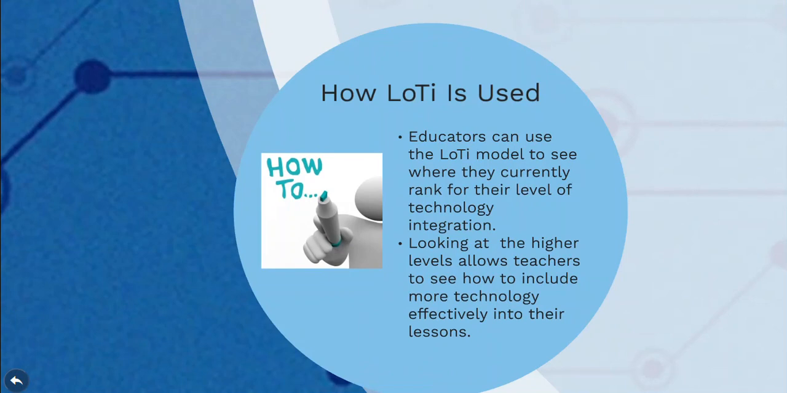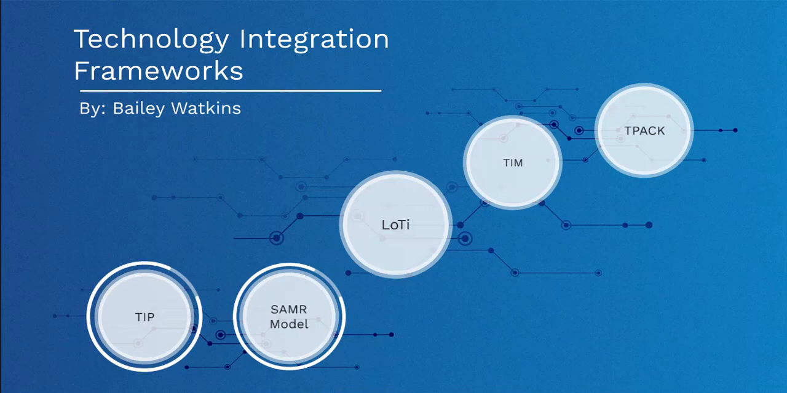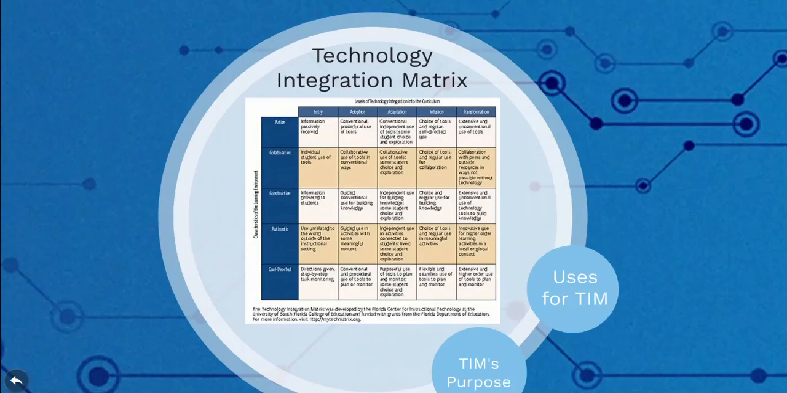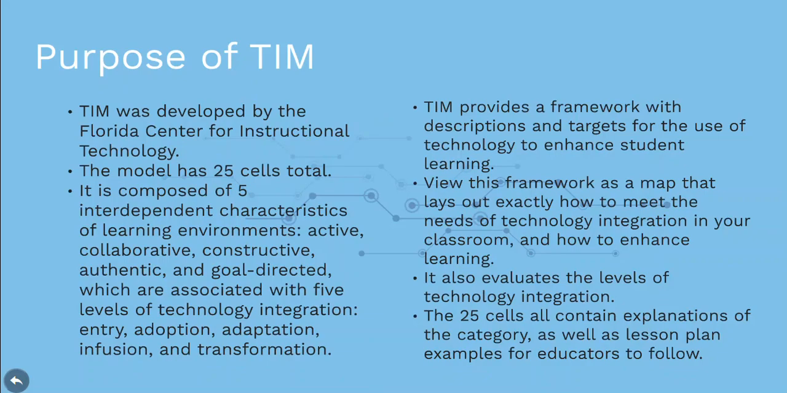The fourth model is the TIM, short for the Technology Integration Matrix. I included a picture of the matrix here, and I will discuss it more in depth. TIM was developed by the Florida Center for Instructional Technology, and this matrix contains 25 total cells. It is composed of 5 interdependent characteristics of learning environments, which are active, collaborative, constructive, authentic, and goal-directed.